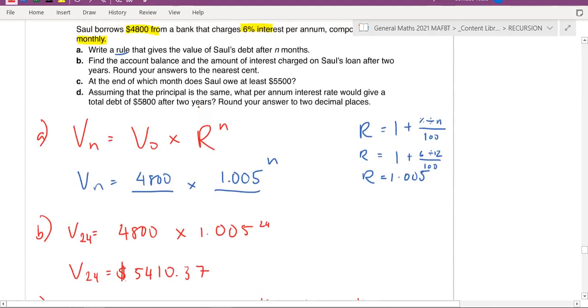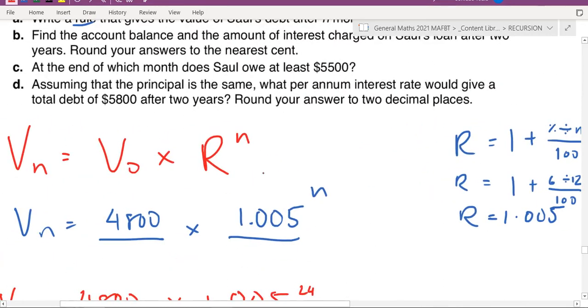First of all, let's read the question. What are we actually looking for? Assuming that V0 stays the same, V0 is still 4,800. What is the per annum interest rate? What's the rate going to be that would give you a debt of 5,800 after 2 years? A lot of information there. My principal I already know is 4,800. My debt, my VN, is going to be this. 2 years, so how many terms would that be? 24. So it's the 24th term.